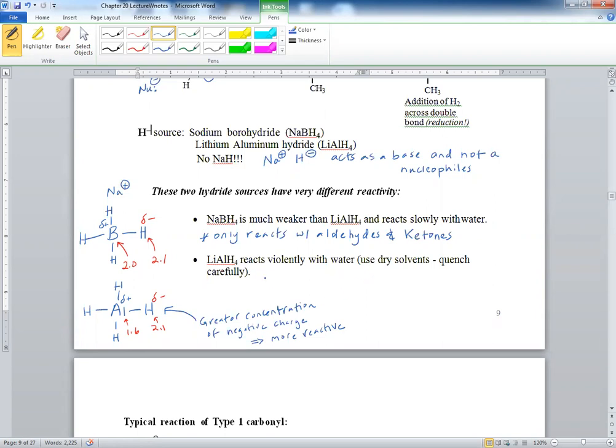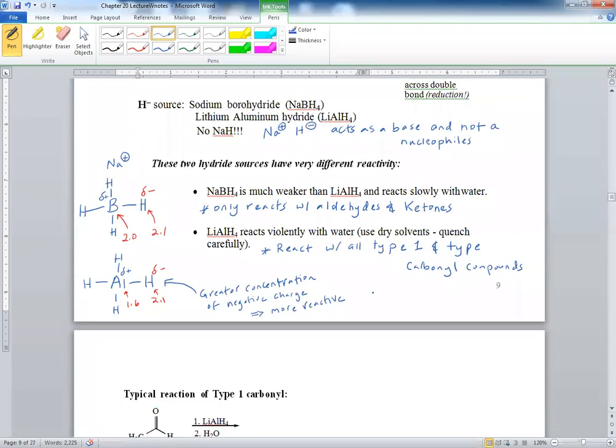It's important to say that this reacts with all carbonyls, with both types: all type 1 and type 2 carbonyl compounds. As we say here, this one reacts violently with water. That's why you have to use dry solvents, and you have to quench, meaning you add water very carefully, a drop at a time.